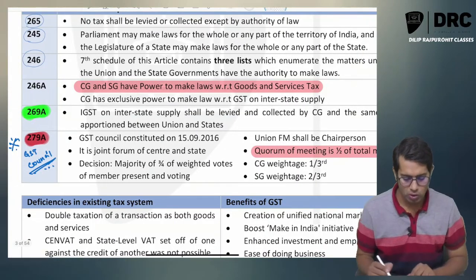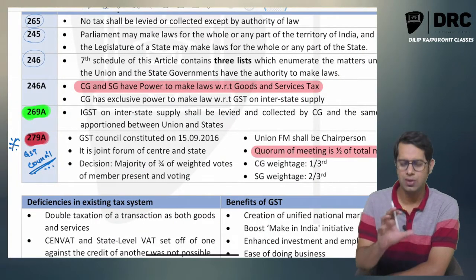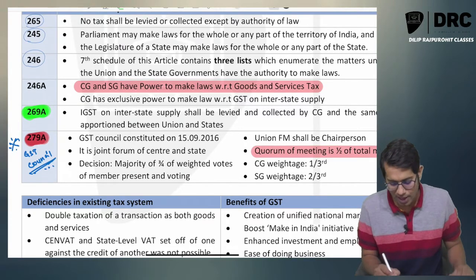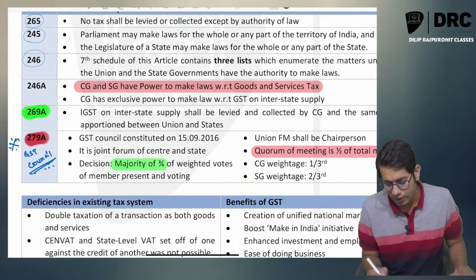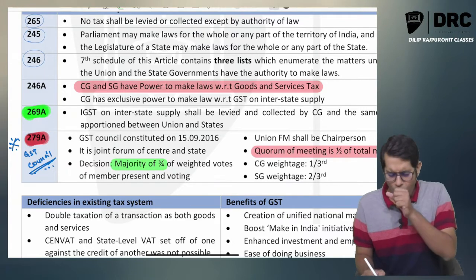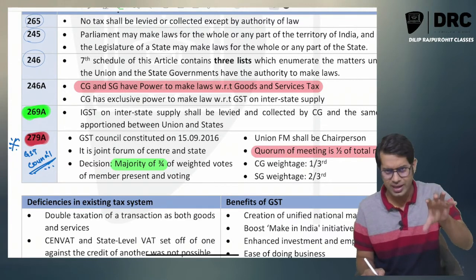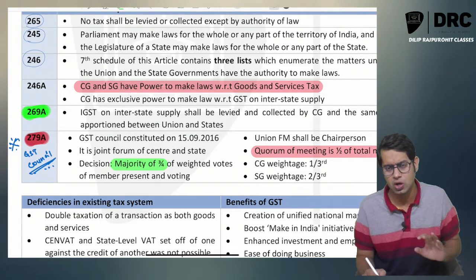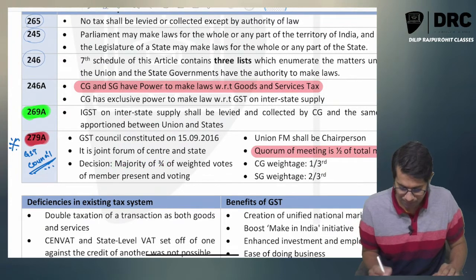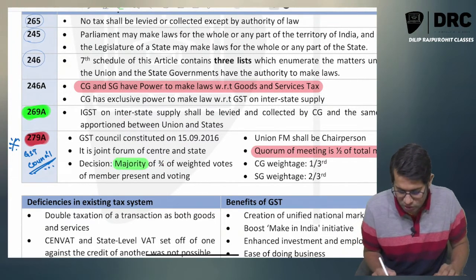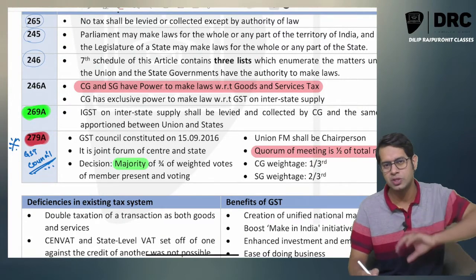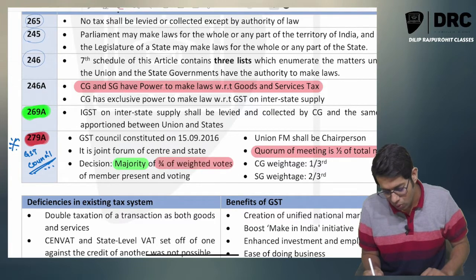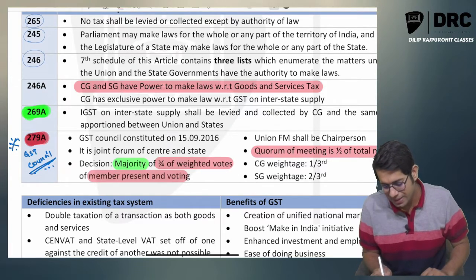Sir, how are they going to pass a decision? There is a voting mechanism, wherein they are going to take a majority of 3/4. How will they calculate this majority? They are going to take this majority by calculating 3/4 of the weighted votes of members present and voting.